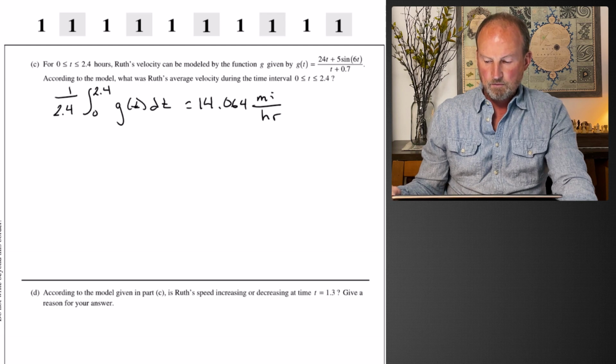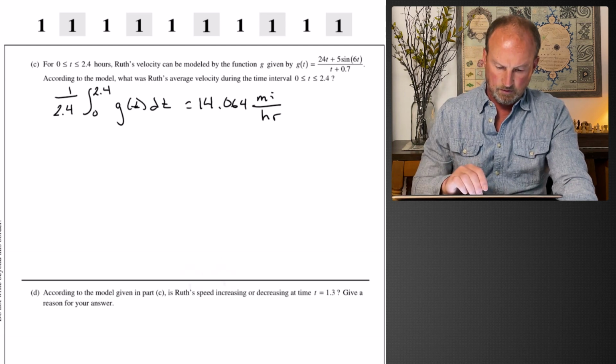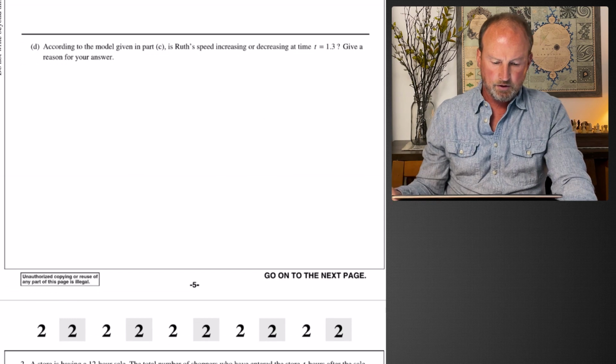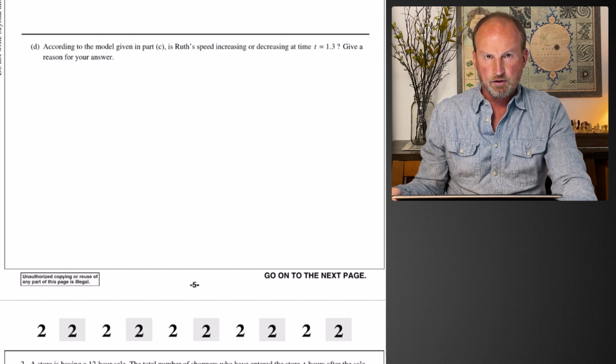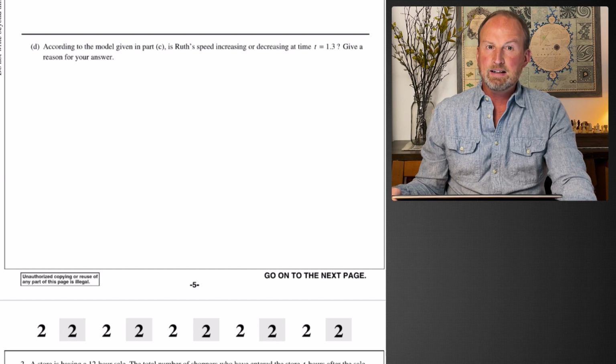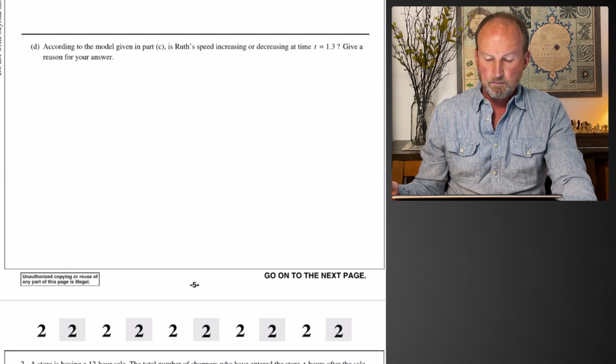Okay, question D, letter D. According to the model given in part C, is Ruth's speed increasing or decreasing? Speed increases when the velocity and acceleration have the same sign. Speed decreases when velocity and acceleration have different signs. So what do I need to know? At time equal 1.3, is the velocity and the acceleration positive or negative?